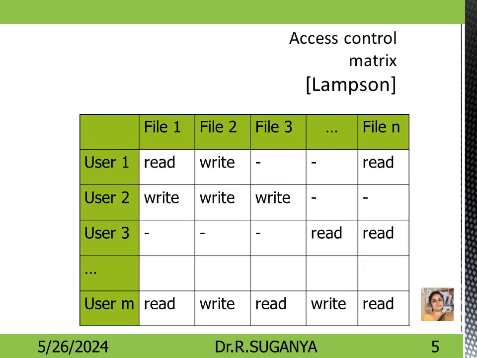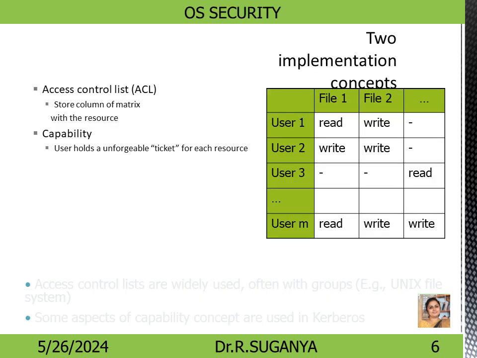There are users 1 to m, and they can access files 1 to n. The access can be to read the file or write the file, as shown in the access control matrix. This is the Lampson matrix. It shows whether we can read or write files. So here we have the access control list, that is ACL, which stores a column of the matrix with the resources.